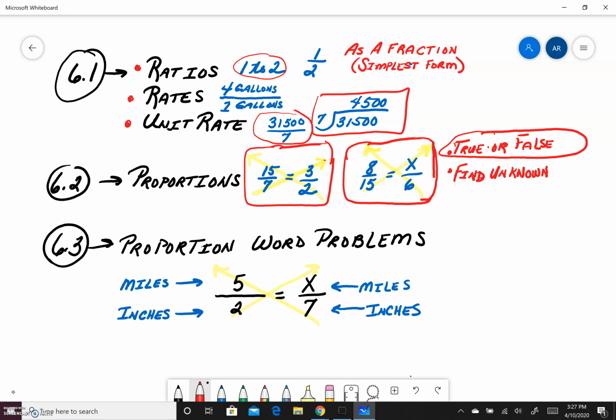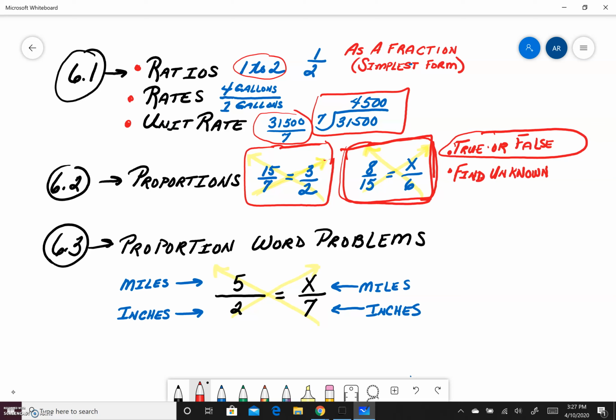And then over to the next one right here, we have 8 over 15 equals x over 6. Now the other part of 6.2, we're going to have to find the unknown. But we're going to use the cross multiplication method there too. And so that's what you have to look for when you're on your quiz. Whenever you see this word proportions, you think to yourself, well, you know it's going to be a cross multiplication problem. What do I need to do? Am I finding the unknown, or do I have all my numbers and I just need to solve the problem?